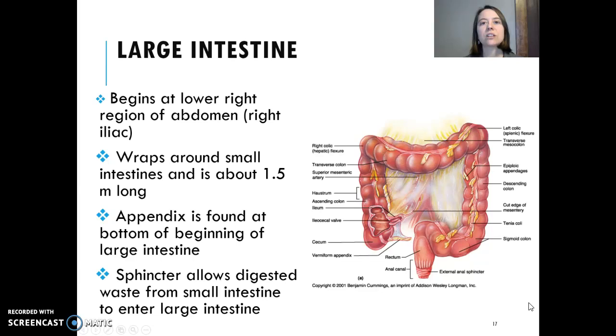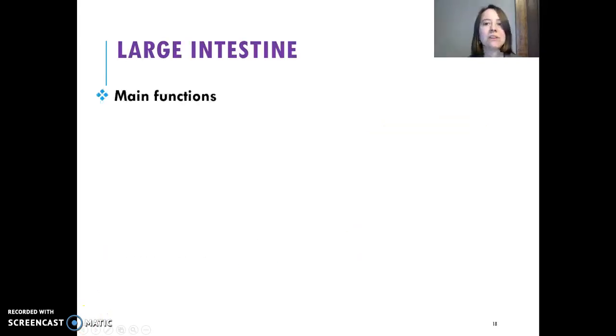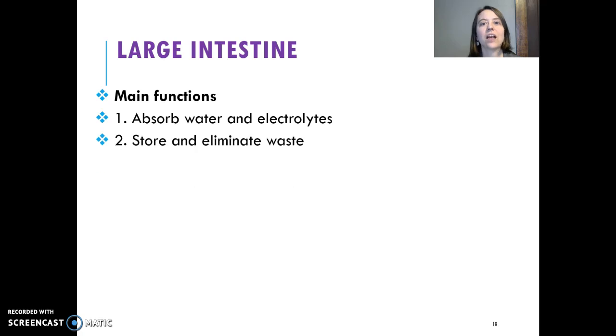And there is a sphincter that allows digested food from the small intestine to enter the large intestine. So there is a sphincter that sends in a little bit of chyme from the small intestine into the large intestine. So the main functions of the large intestine: one of them is to absorb water and electrolytes, and the other major function is to store and eliminate waste.